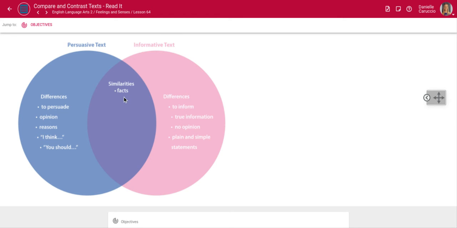So let's jump into the middle, because there's not a lot of similarities between persuasive and informative texts. Really, the big similarity between the two is that both of them do have facts. Even though persuasive text includes a lot of opinions, they still are going to include a lot of facts in their reasons to try to help convince you. And of course, we know that informative is filled with facts. That's the point, is to teach you. So the one big similarity between the two is that both will include some facts in them.